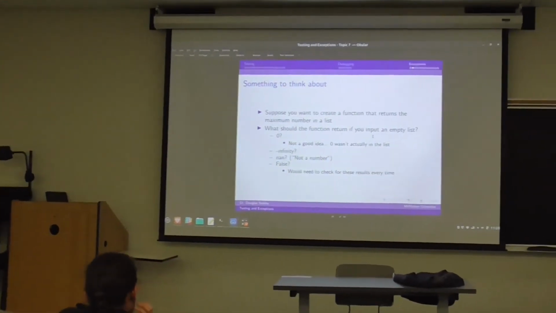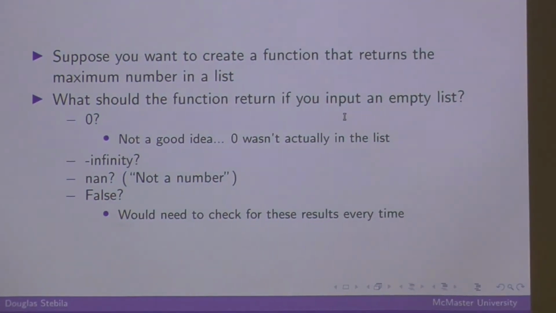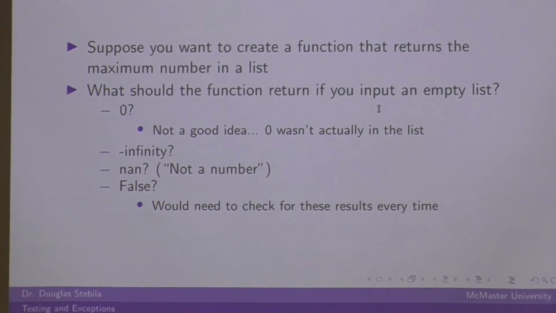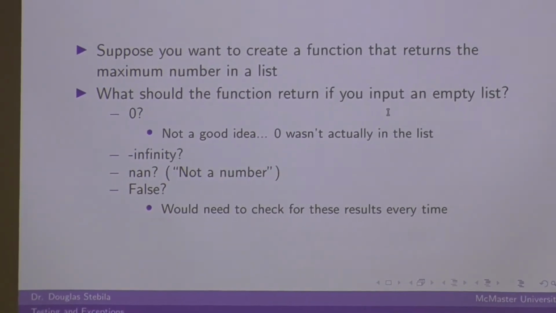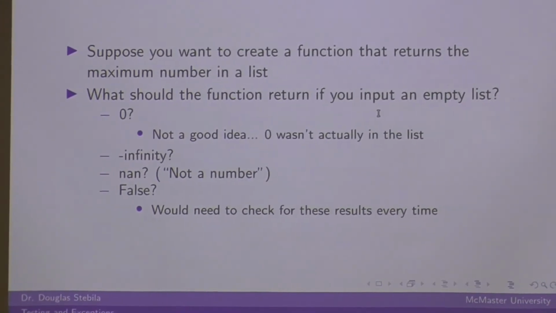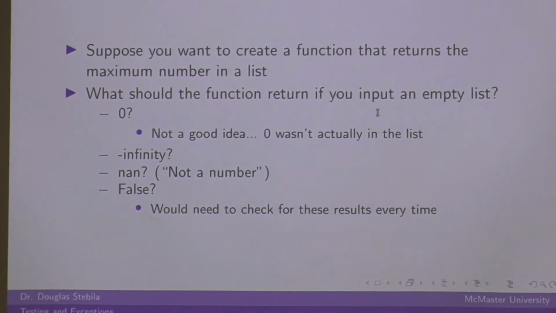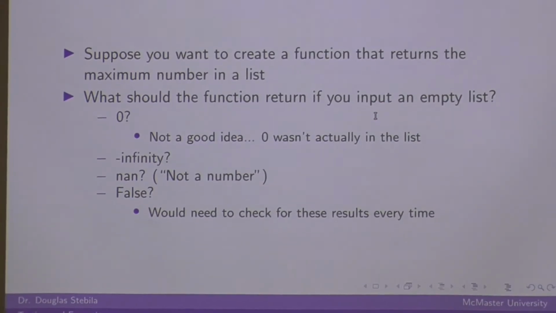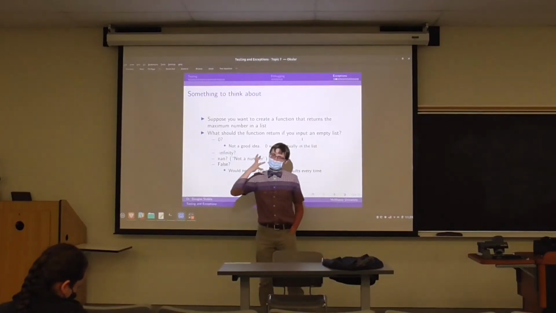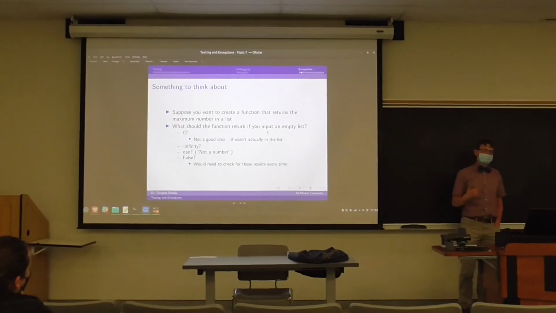Here's something to think about. Let me just write this. Let's suppose that you had a function that returns the maximum number in a list of numbers. What output should we produce if the list is empty?